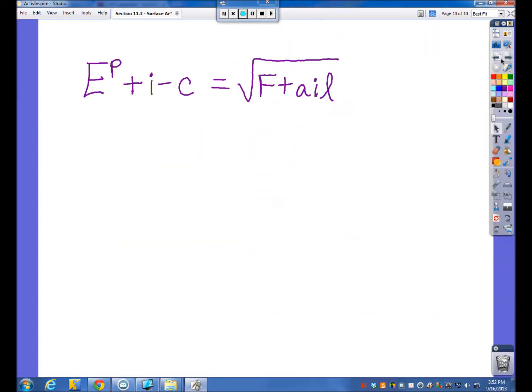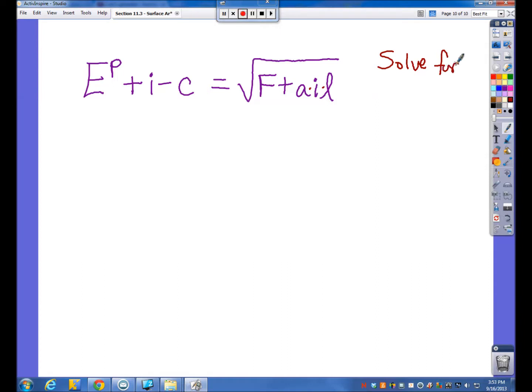One more example, and hopefully you are not a casualty of this example. We have E to the p plus I minus c equals the square root of F plus AIL. Okay, this is really a times I times l, if you will. Now, I've got lots of options to solve for. There's really nothing this is already solved in terms of, right? This isn't just c equals something, or I equals something, or F equals something. This is just a random looking equation here.